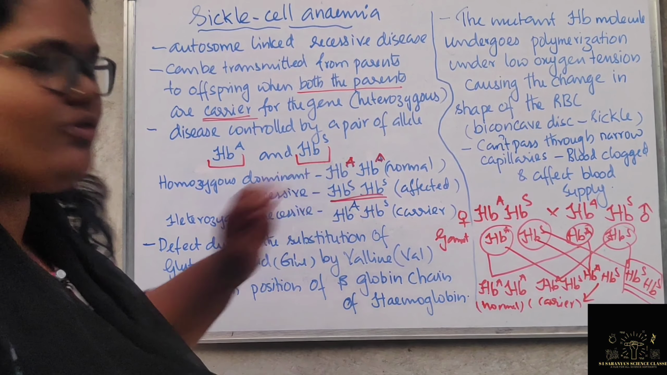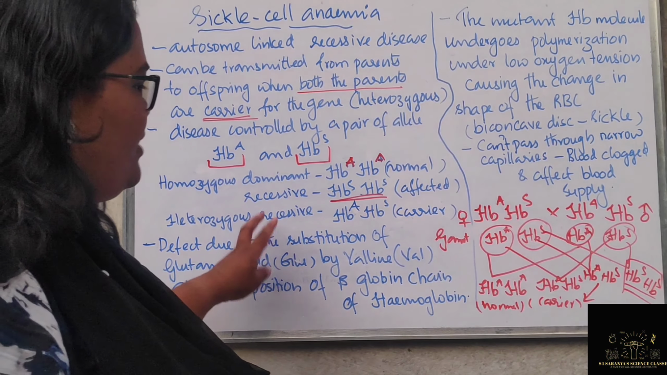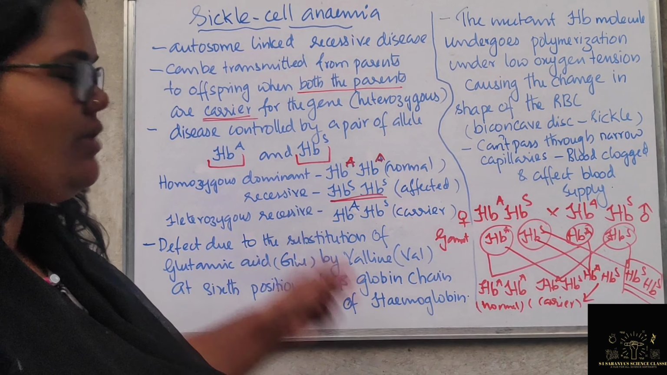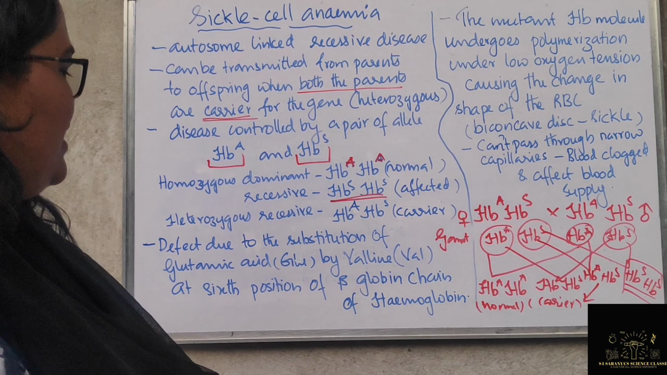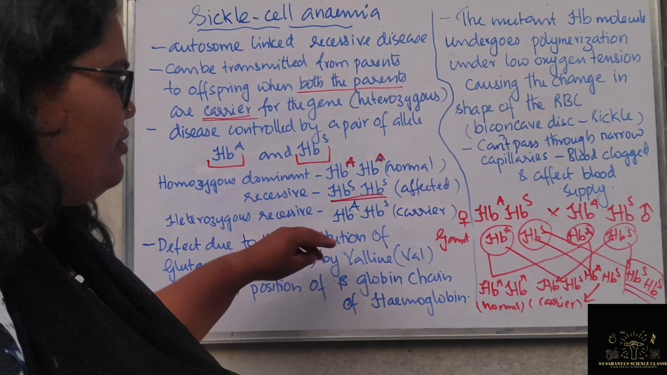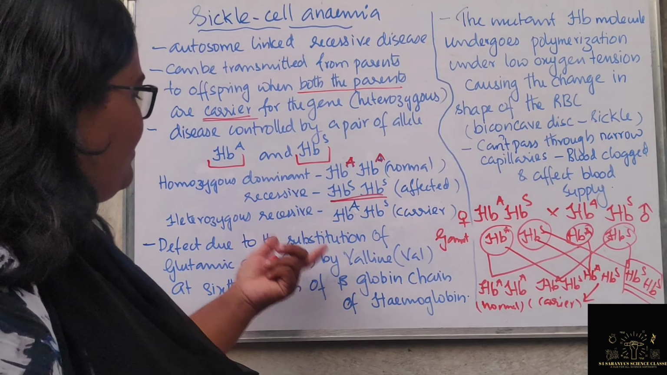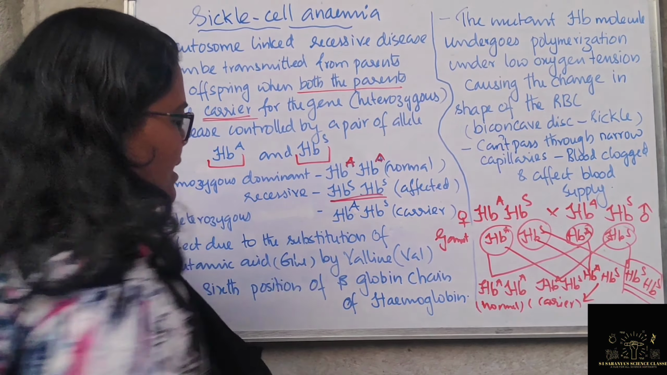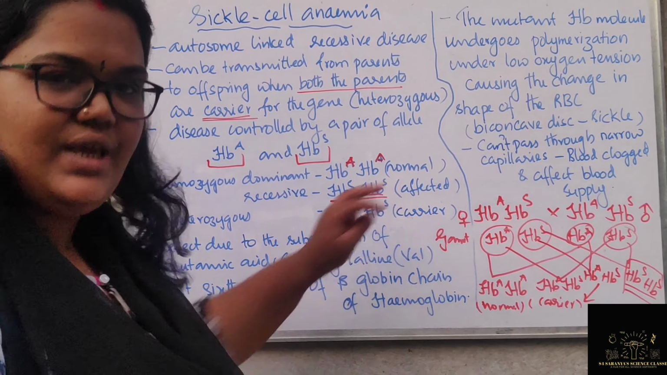Now what about the heterozygous one? Heterozygous, you can see, this is actually the recessive case. Heterozygous recessive, we can say that, right? Why we are telling this: you can see that both alleles are there, right? Here the heterozygous condition is HbA and HbS.